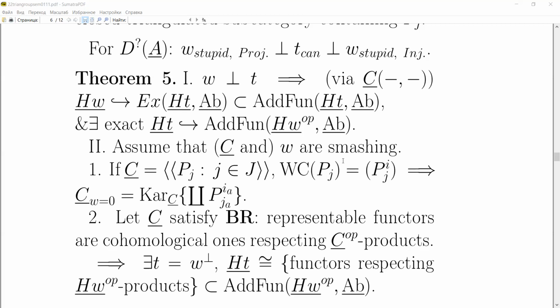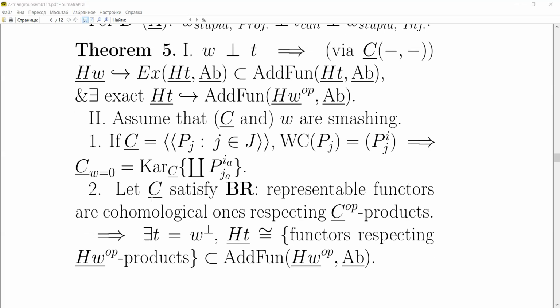Then the heart consists of retracts of all coproducts of these objects. In particular, if you have a single generator, then you should consider the terms of each weight complex. It means that the heart would be rather reasonable in this case. And a nice theorem, an existence one.